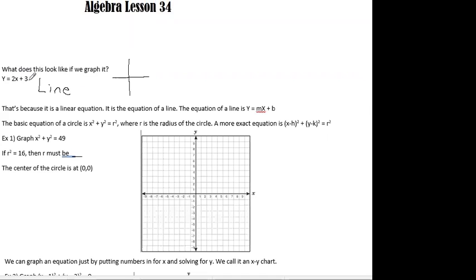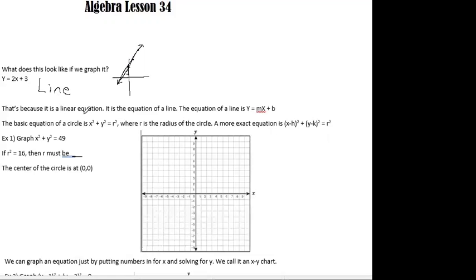We know that the 3 is the y-intercept. So I'm up 1, 2, 3. So I have a point here. And then this 2 is the slope. So up 1, 2, and over 1, up 1, 2, and over 1. So something like this. Okay, so we know that that's a line.